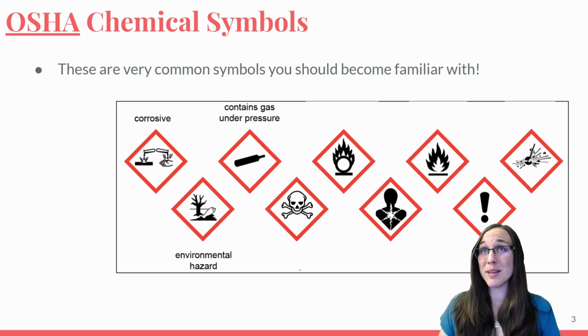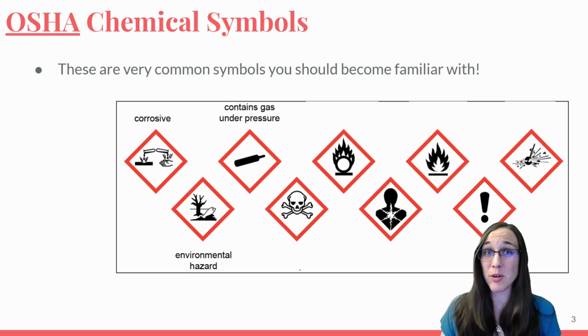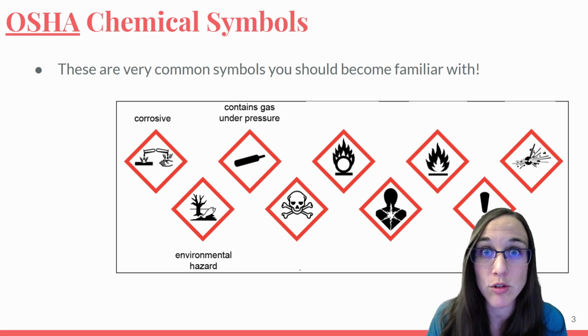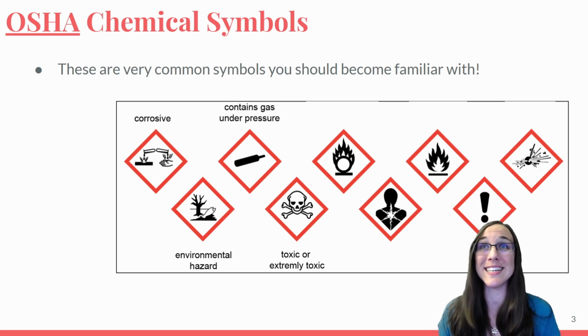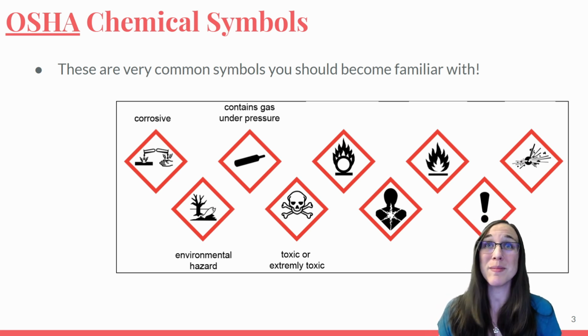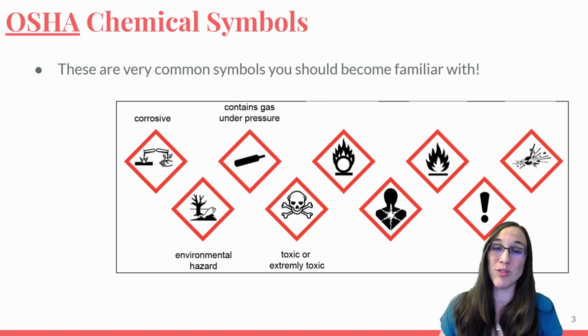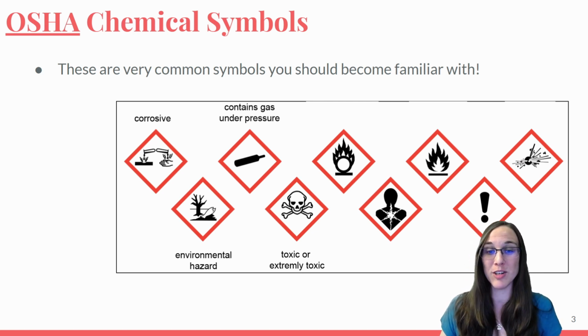The next OSHA symbol is a skull and crossbones. So obviously that's implying that the chemical therein will turn you into a pirate. So drink it immediately. No, please, no, honestly, don't drink it. That means it's poisonous. Toxic or extremely toxic, i.e. you die, you turn into skull and crossbones if you ingest it. So don't drink it, you won't turn into a pirate, I promise.